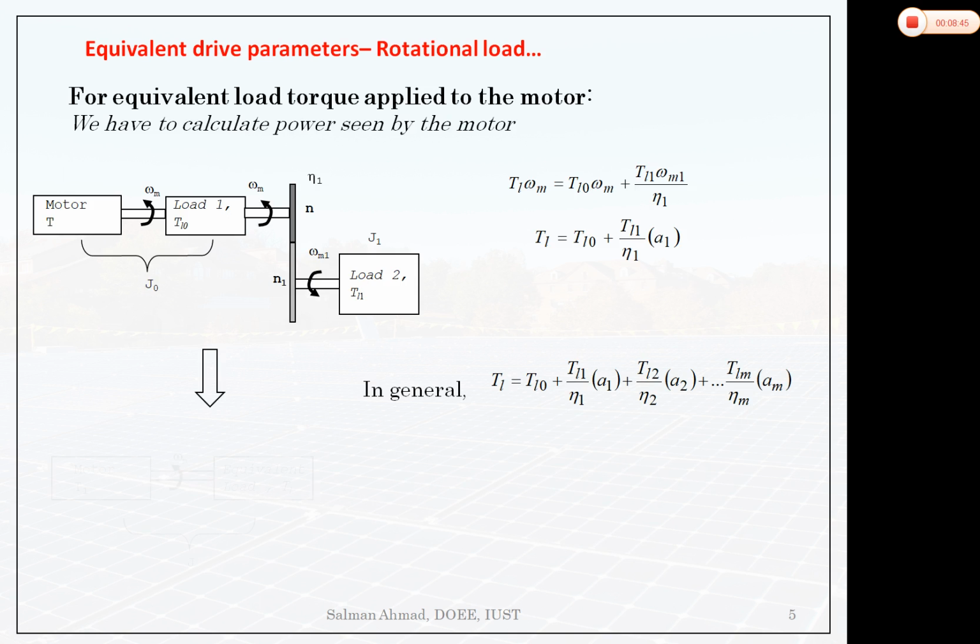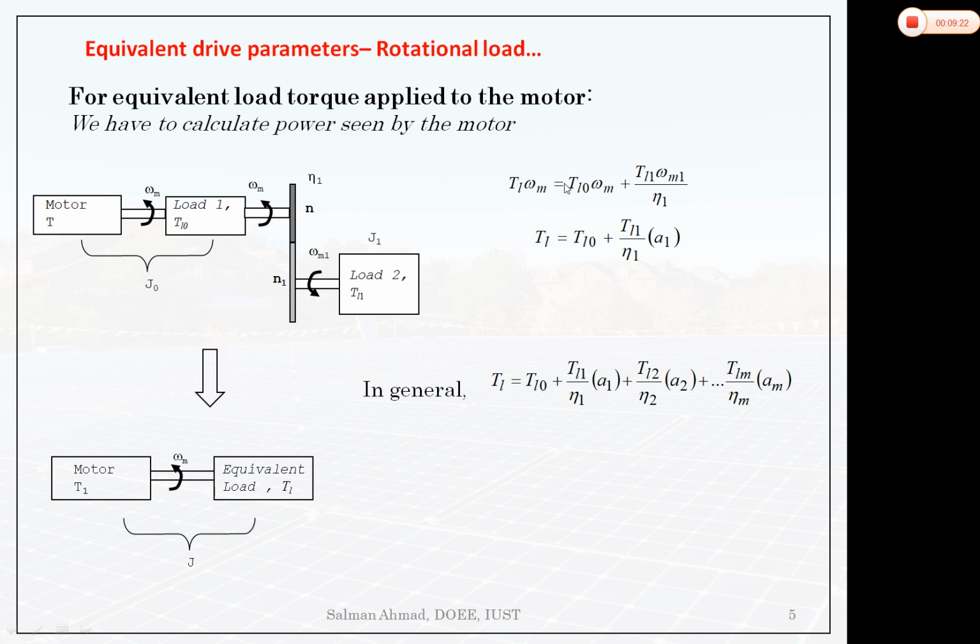So we have calculated the equivalent moment of inertia. Now the next task is to calculate the equivalent load torque. We already calculated J in the previous slide. Then what will be TL, that is the equivalent load torque? For that we have to calculate the power seen by the motor. So the power seen by the motor will be TL into omega m in this system.